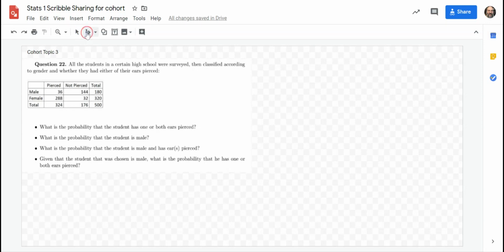So let's see. Students, certain high school, gender male, female, pierced, yes, no. So a simplistic survey just gives us 4 results from the 2 variables. And of course, it gives us all the totals that we would want. Row totals, column totals, and the total, the 500 students that were surveyed. So let's interpret the questions. What is the probability that the student has one or both ears pierced?